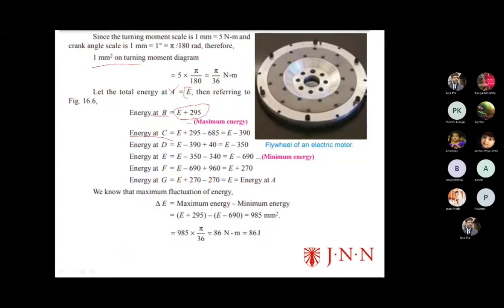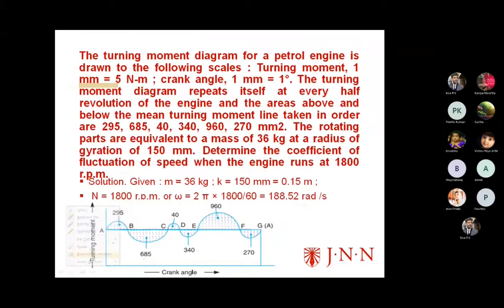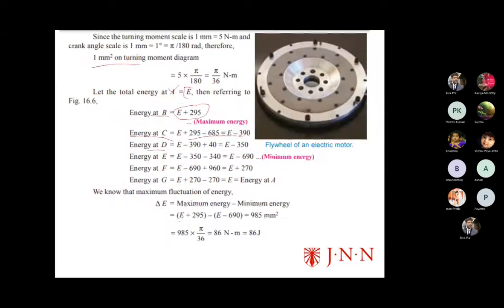We can simplify this: C equal to E plus 295 minus 685. So 295 minus 685 gives minus 390, so C is E minus 390. Similarly, energy at point D: E plus 295 minus 685 plus 40. So this is point D, E minus 390 plus 40. You can take the previous value. When we simplify, we get E minus 350.